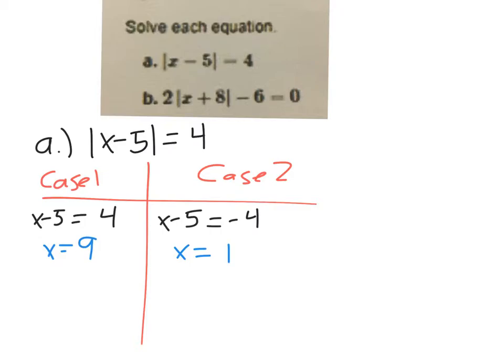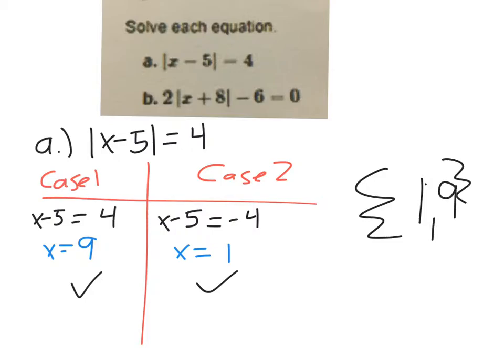So again, I would always plug those back in to make sure they make sense. 9 minus 5 is 4. The absolute value of 4 is 4. So that one works. Here, plug in 1. 1 minus 5 is negative 4. The absolute value of negative 4 is 4. So that one works. So we would say that our solution set would be the numbers 1 and 9.